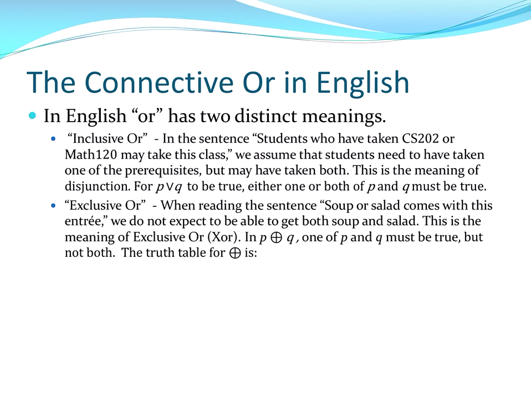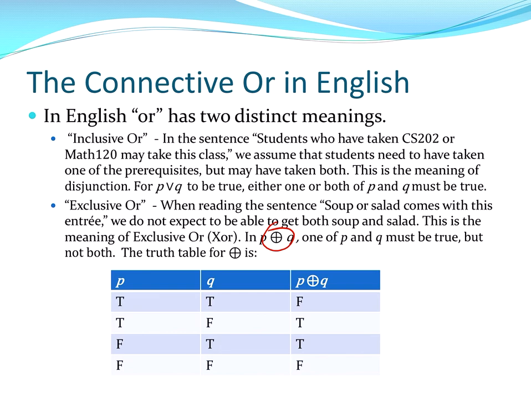On the other hand, the exclusive or is something we encounter in the English language as well. If you go to a restaurant and soup or salad comes with a meal, you can't usually expect to get both soup and salad. It's one or the other. We have a truth table for the exclusive or, which is symbolized by a circle with a plus in it. Here are the possible values for P and Q, and P XOR Q, as we pronounce that, is only true when P and Q have different values. It'll be false if they both have the same value, whether that's true or false.